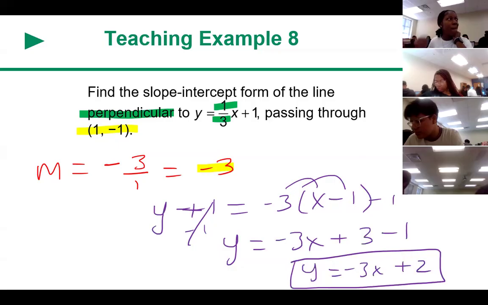Okay, so that's your parallel and perpendicular examples. Parallel means the slopes do what? Stay the same. Parallel means your slopes are going to stay the same, right? Perpendicular means that your slopes flip and they change signs, right? They're opposite reciprocal. Opposite reciprocal. All right? How we feel?